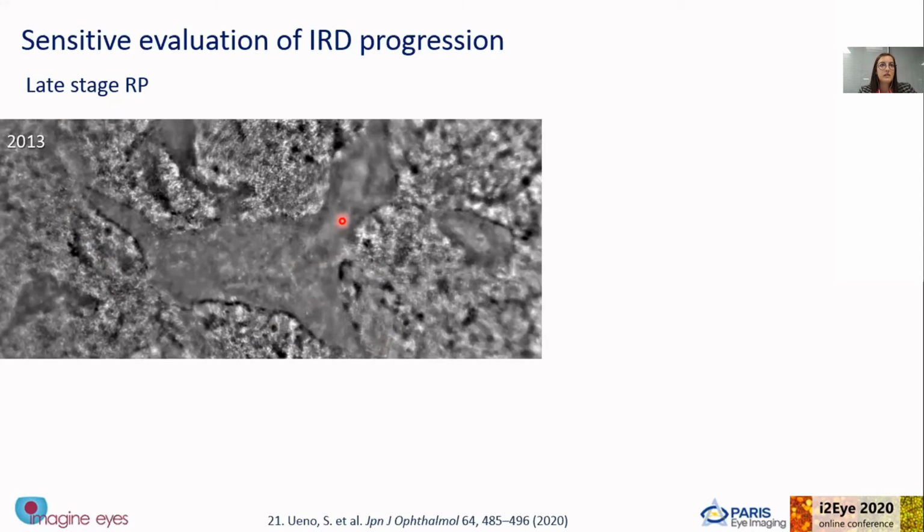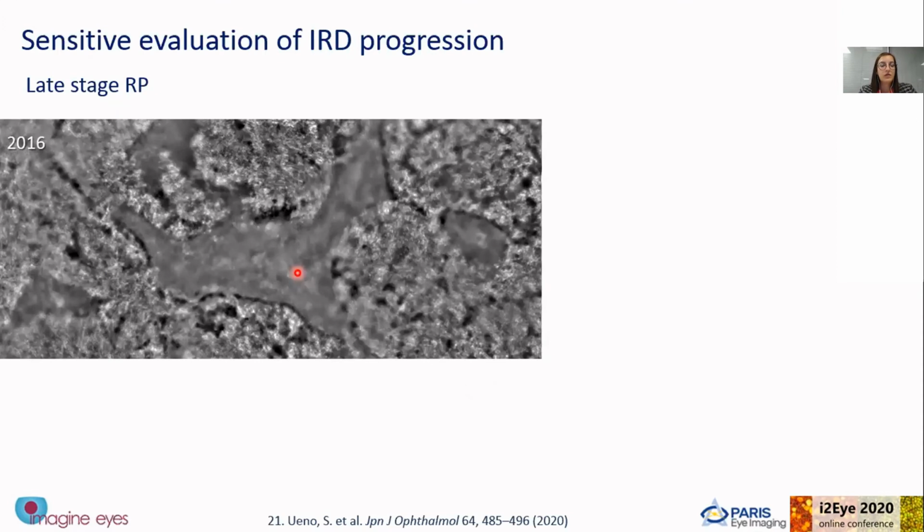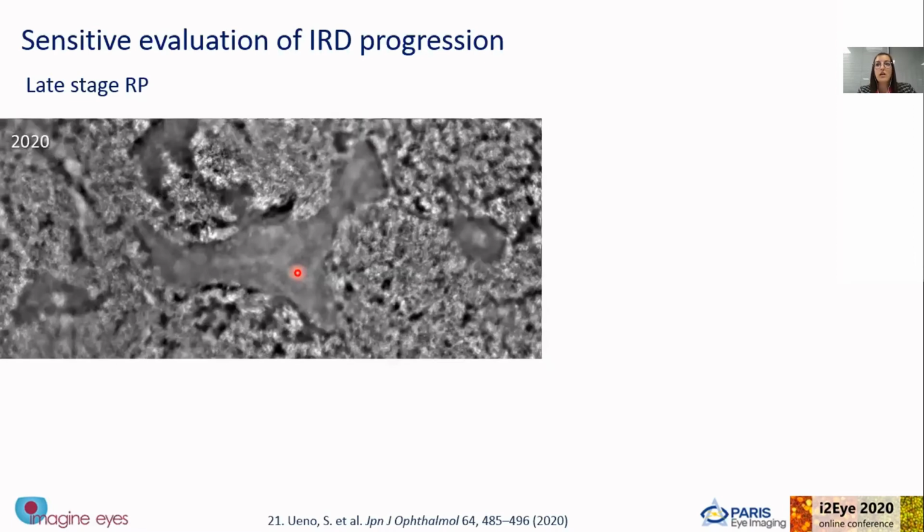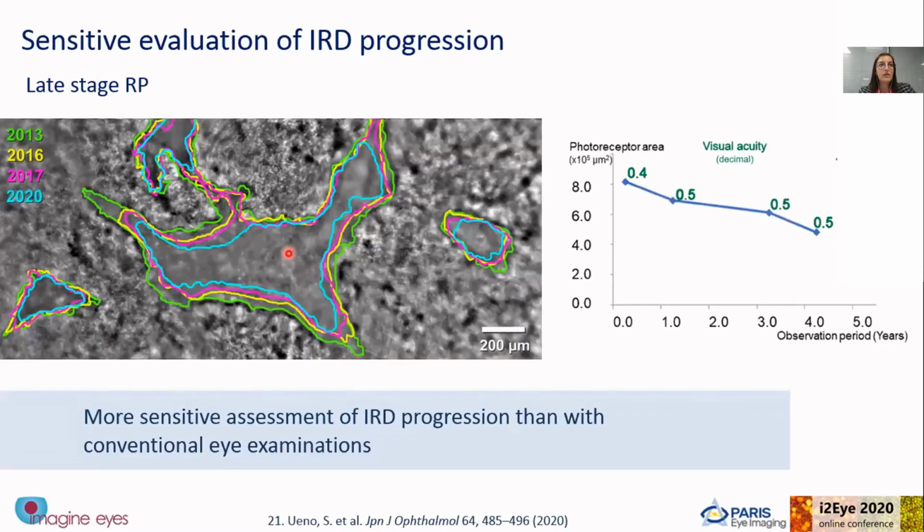OCT confirmed that this central zone with nicely delimited borders is actually remaining photoreceptors. Over the years, we can see that the size of this zone is shrinking. Even though in the same period of time, the visual acuity, which is indicated in yellow here, green here, did not reduce. So it means that the adaptive optics imaging enabled more sensitive assessment of the retinitis pigmentosa progression than the visual acuity measurement.